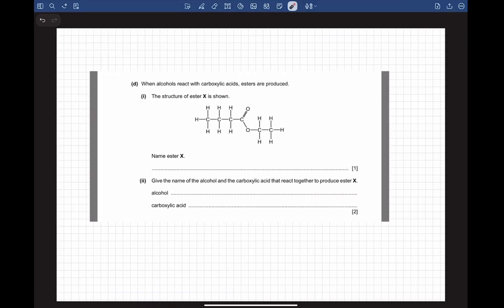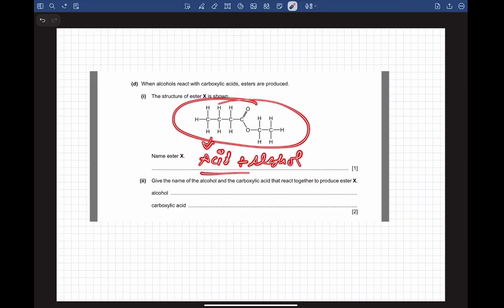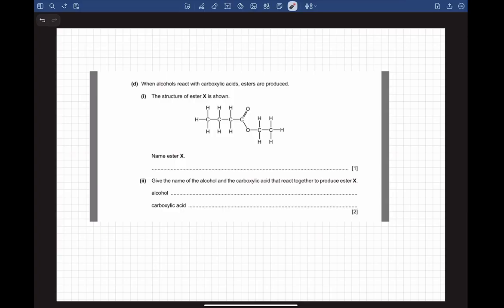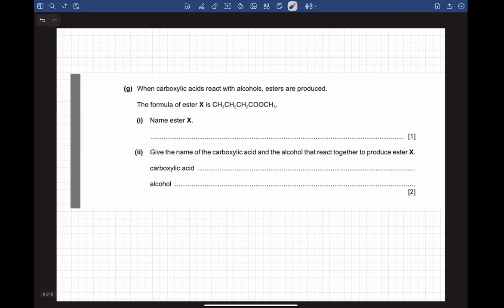Then see here they have given you the structure of an ester and they're asking you to name the ester. And then the reverse question they're also asking: from this ester, tell me which acid was used to create this and which alcohol was used to create this. So they're saying give the name of the alcohol and the acid. The same thing, they can ask you the question in any way. You need to understand this conceptually. Another question, the formula is given of the ester. They're asking you to name it and name the carboxylic acid and alcohol.